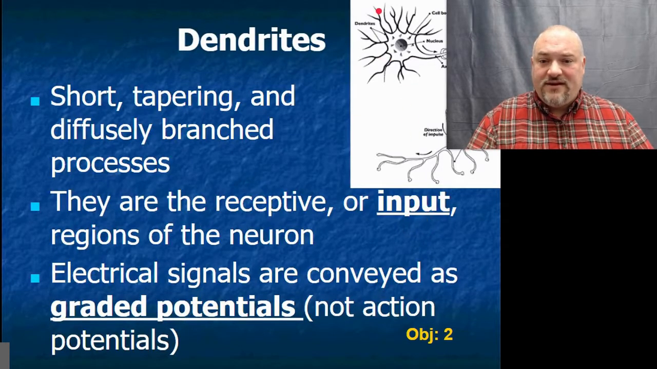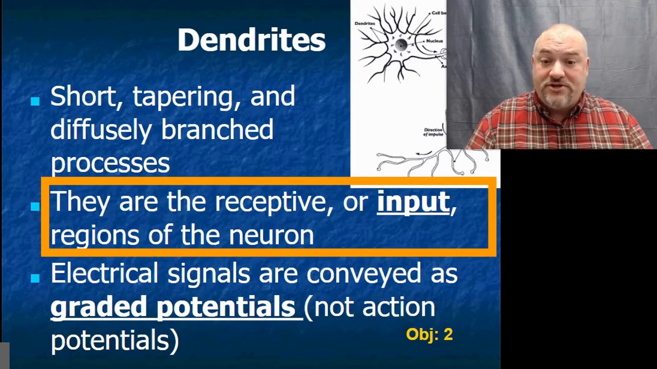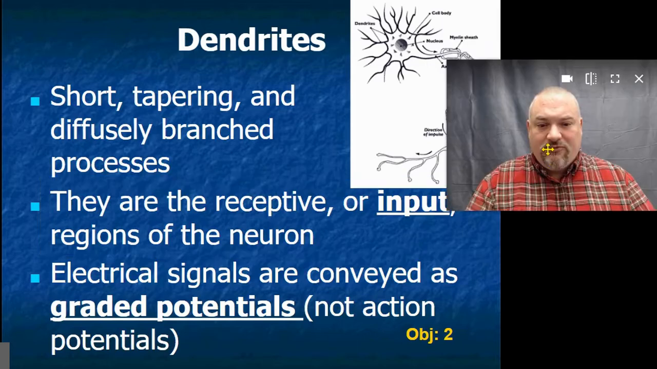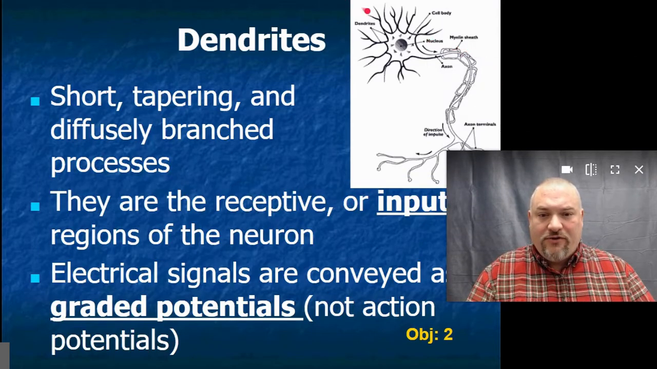Dendrites up on this end here, like I said, are short, tapering, and they branch a lot. They are the receptive or input regions of the nerve. So the signal runs through the nerve in one direction. Here, you don't have bidirectional signaling. It's from this end down to the axon end.